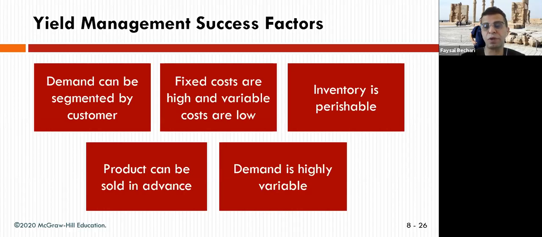The inventory that you have is perishable. Like when the plane flies, if the seat is empty, it's going to stay empty. When the day passes, if the room is empty, it's going to stay empty. So this is really perishable. And the product can be sold in advance, and demand is highly variable. It could go really high, for example, during Christmas time or traveling time, and low in other non-traveling times.